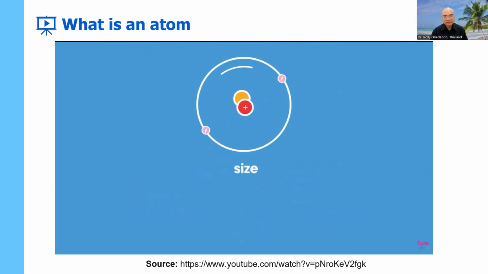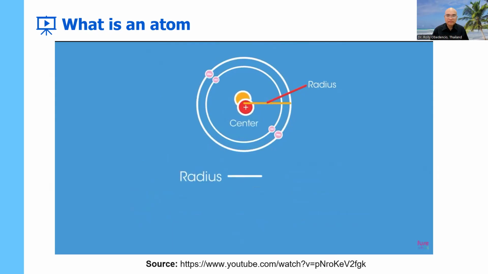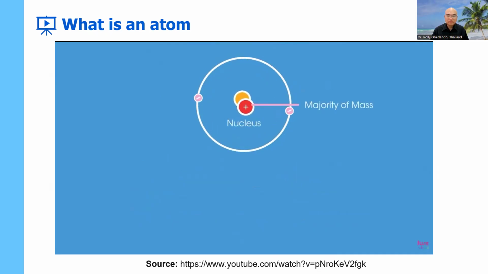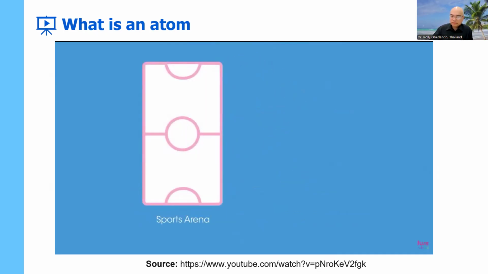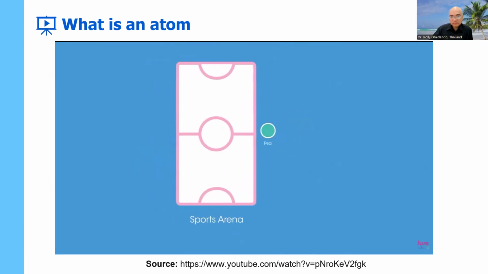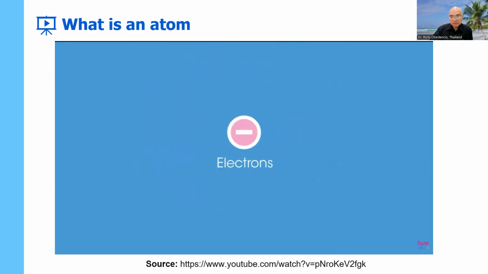Let's talk about its size. One way to describe the size of an atom is its radius. The radius of an atom is the distance from its center, where its nucleus is, to the outermost shell of electrons. The radius of an atom is typically 10 to the power of -10 meters, which is very small. So the majority of the mass of an atom is contained in its nucleus. But in terms of size, the nucleus is much smaller than the atom as a whole. In fact, electrons can orbit really far away from the nucleus. If the atom was the size of a sports arena, the nucleus would be the size of a pea in the middle.